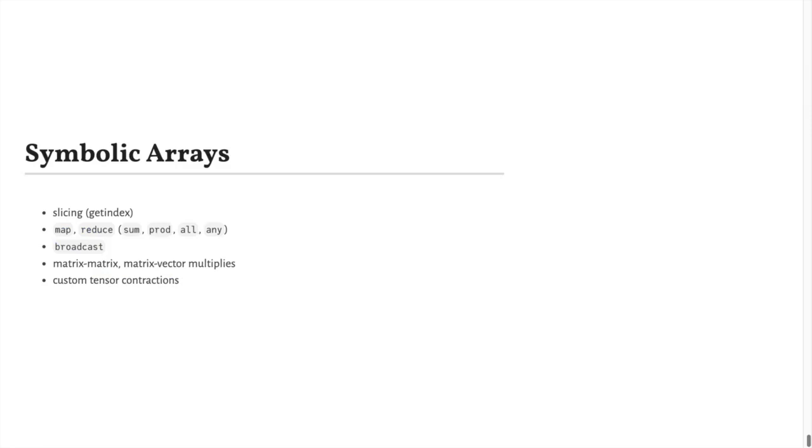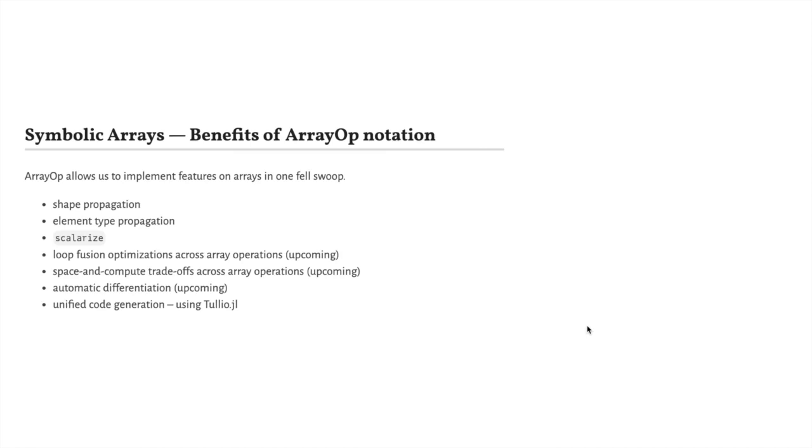Using this notation, we can encode a variety of heavily used array operations. Slicing or get index, map reduce, broadcast, matrix matrix and matrix vector products, and even custom tensor contractions. At first, one might think that the array op is an extra step and array operations could just be encoded as terms. But there are a number of benefits to using this notation that make the array symbolics code concise and less prone to bugs.